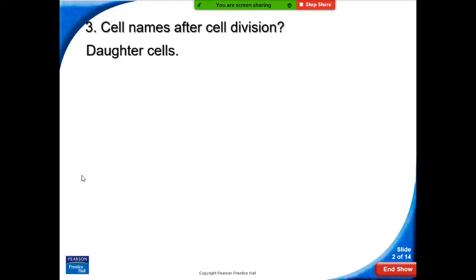Okay, we call cells after division daughter cells. And in mitosis, daughter cells are identical to the parent cell. That's the idea. Of course, remember, if you have a mutation, that technically would make the DNA and the chromosomes of the daughter cells different from the DNA of the parent cell. So this is assuming no mutations take place. The daughter cells would be identical.